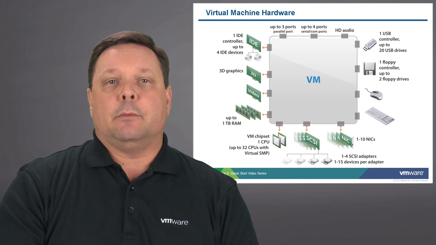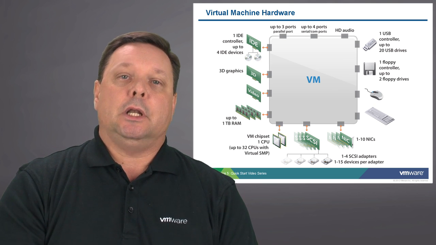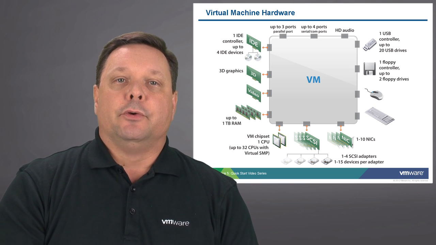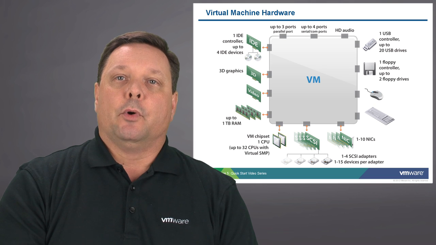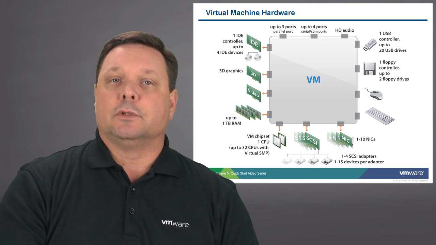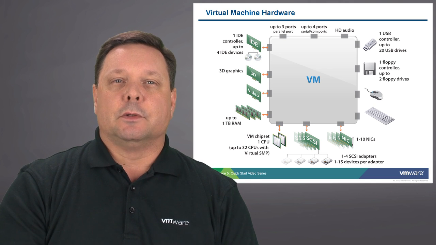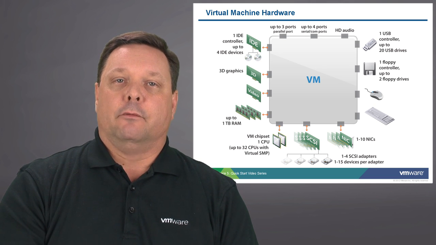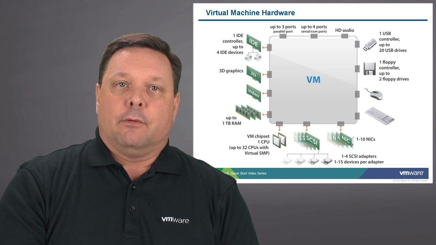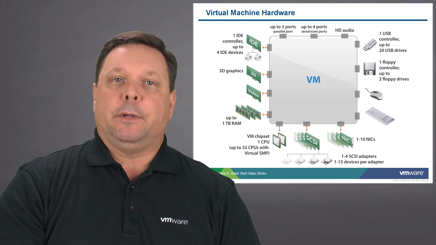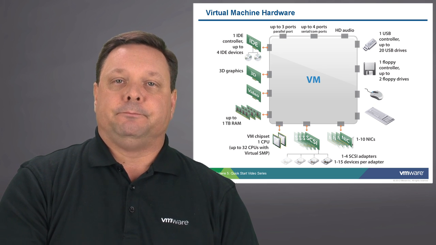From a CPU standpoint, each virtual machine, assuming the physical host has the capacity to present it, can have up to 32 processors supporting symmetric multiprocessing, virtual symmetric multiprocessing. Each virtual machine can also support up to a terabyte of RAM, 3D graphics, and IDE controllers for things like floppy disks or CD-ROM drives.